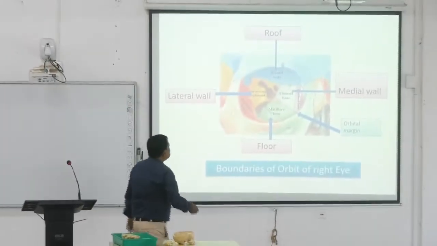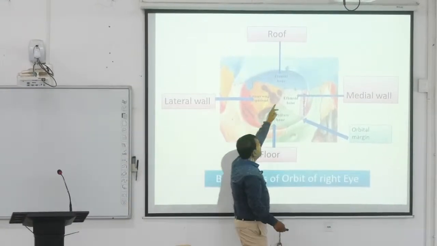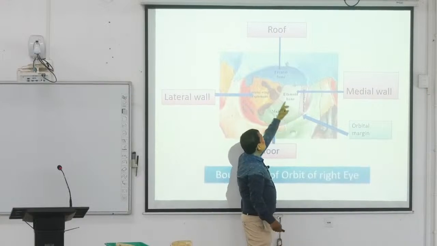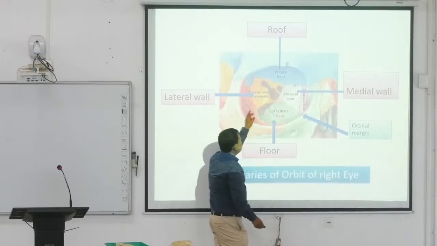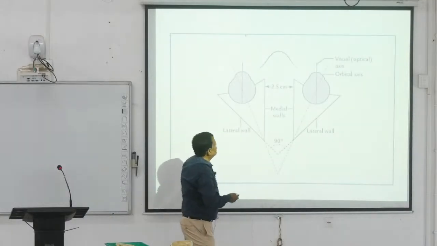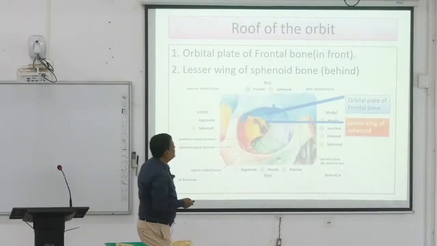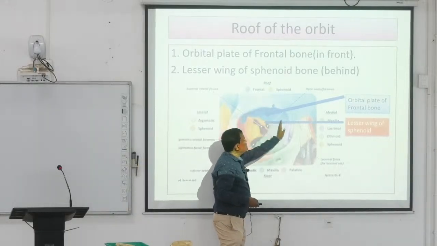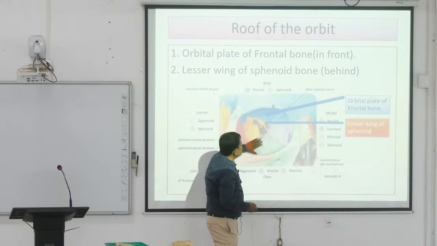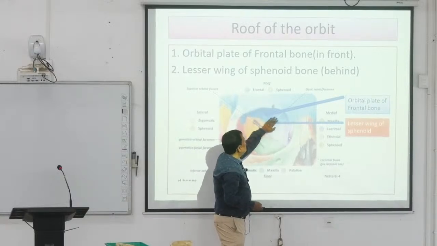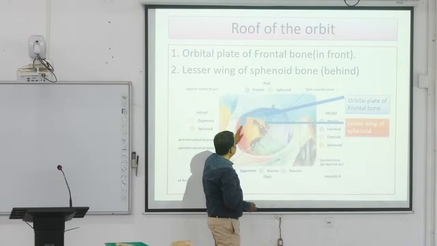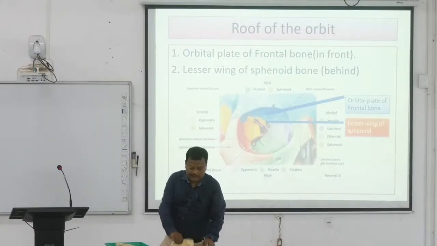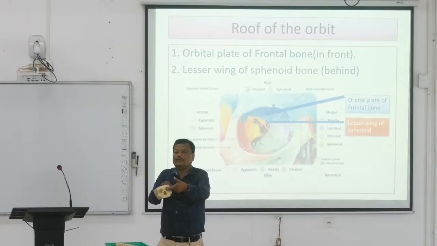You look, what are the bones which form the boundary of the orbit? Frontal bone, frontal process of the maxilla, lacrimal bone, ethmoid bone, sphenoid bone, zygomatic bone and maxillary bone. এইবার একটুখানি লক্ষ্য রাখো, this is the roof, this is the medial wall, this is the lateral wall, this is the floor. Roof is mainly formed by the orbital plate of the frontal bone.